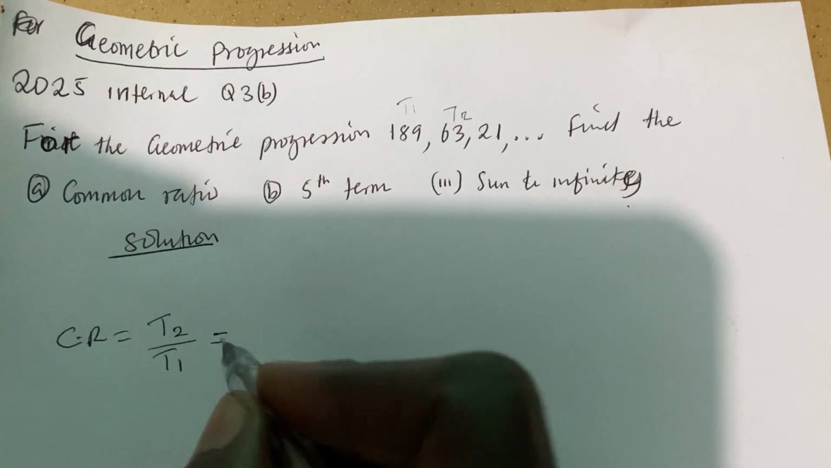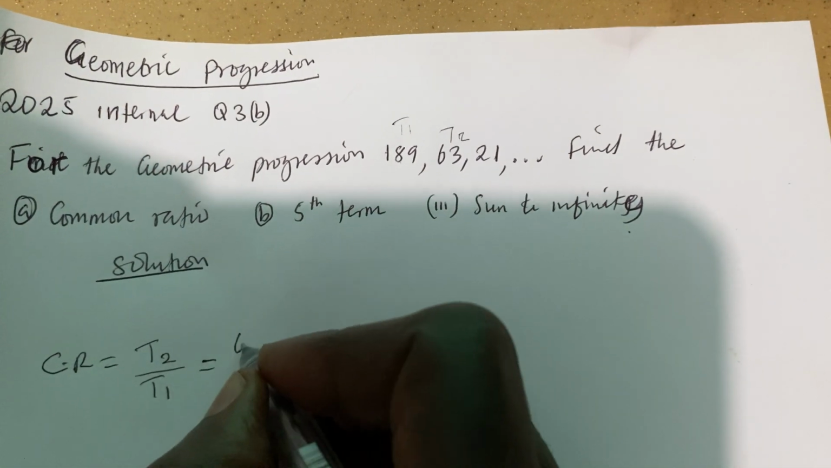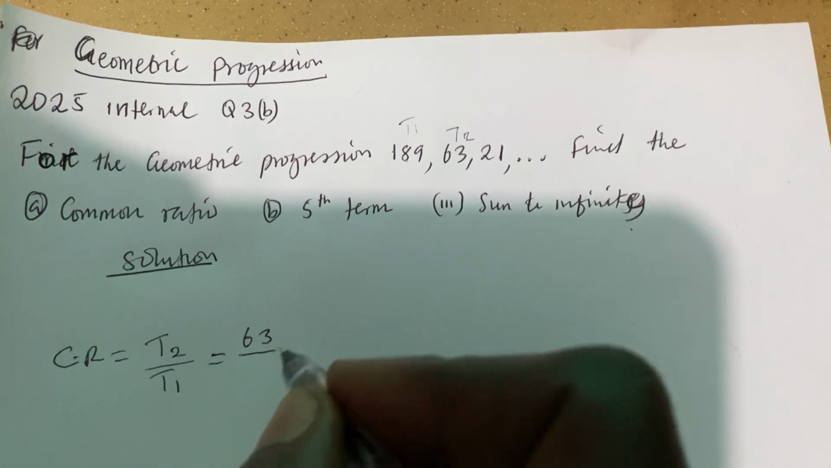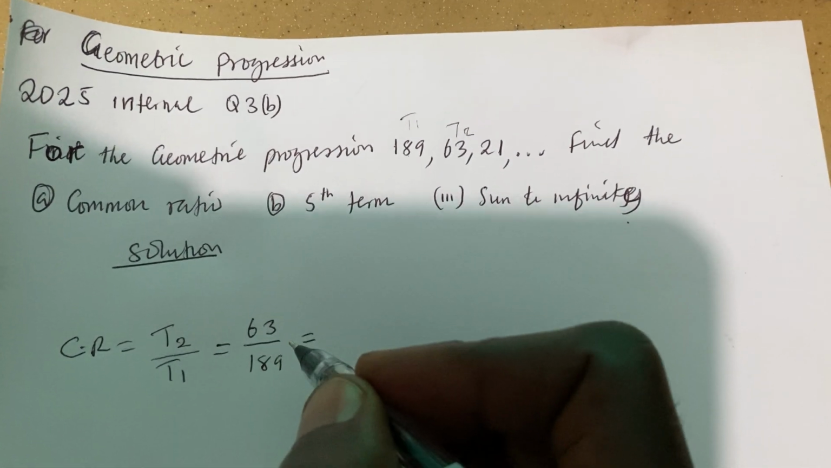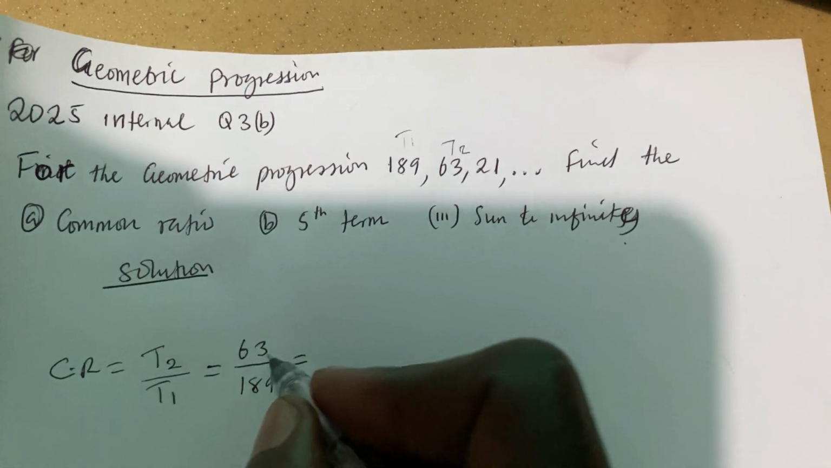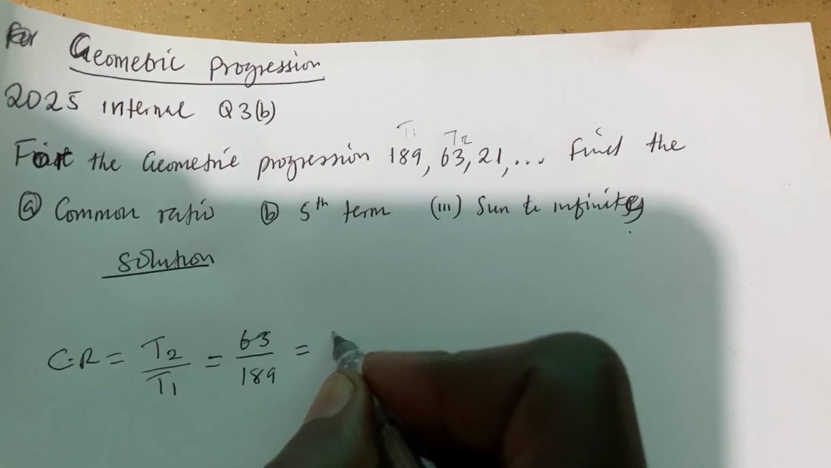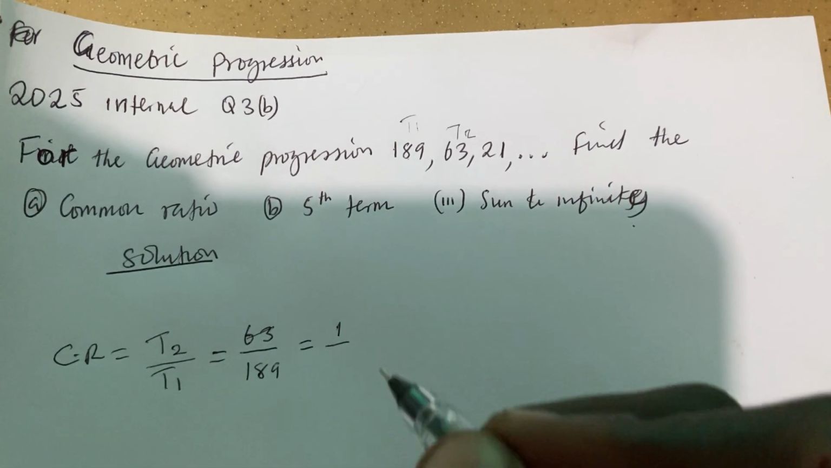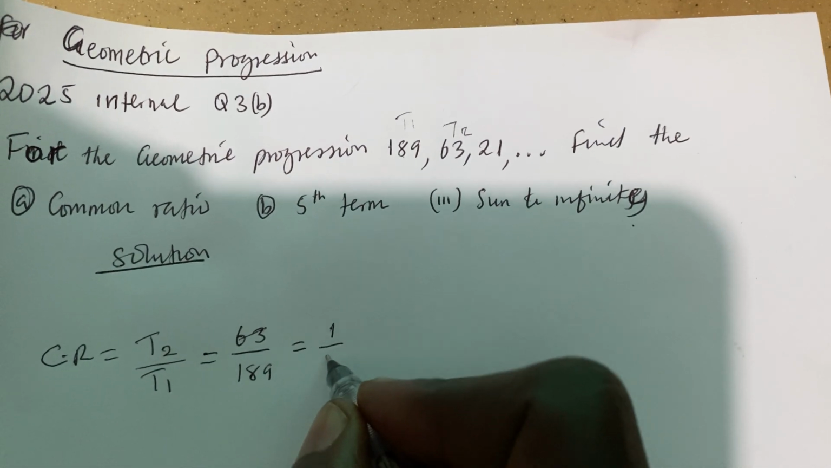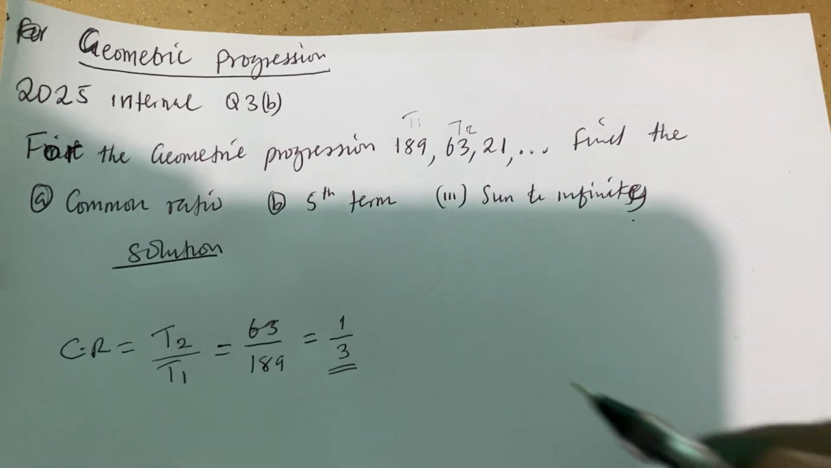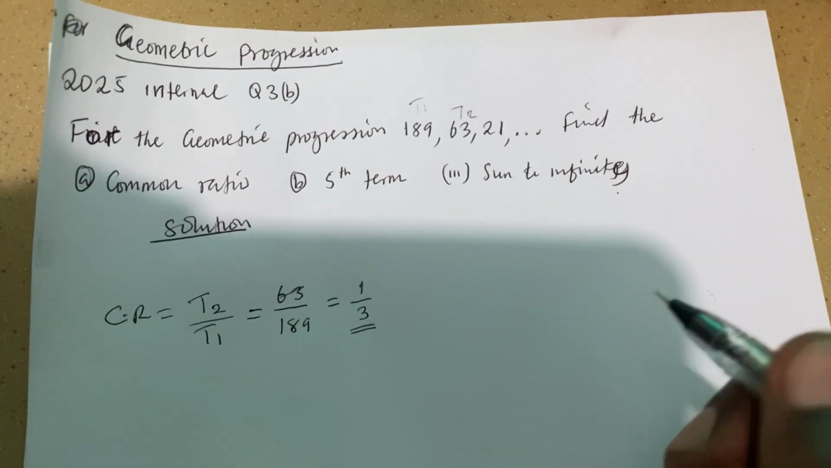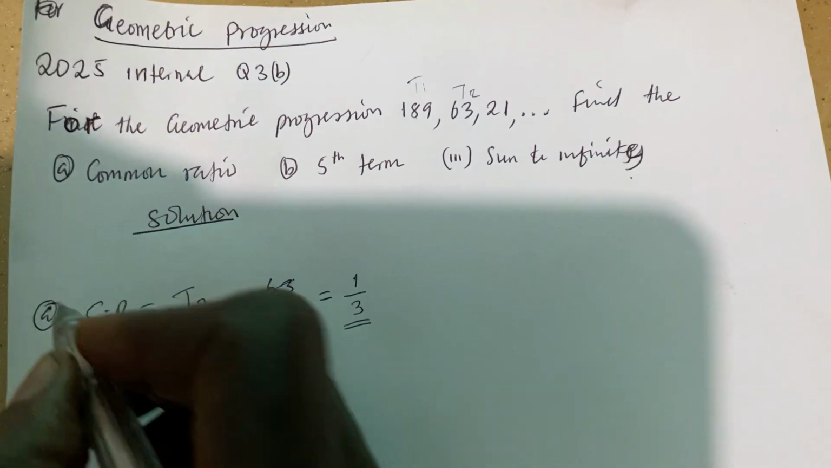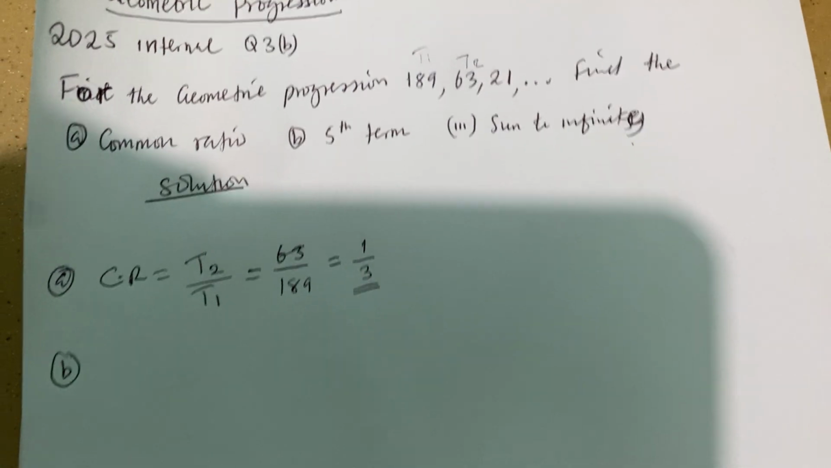So in short, you are going to have 63 over 189, which is equal to, so we cancel, 63 into 63 is 1, then 63 into 189, that is 3. So this is our common ratio. Then from there we can proceed to the next question. This was A, then we go to B.